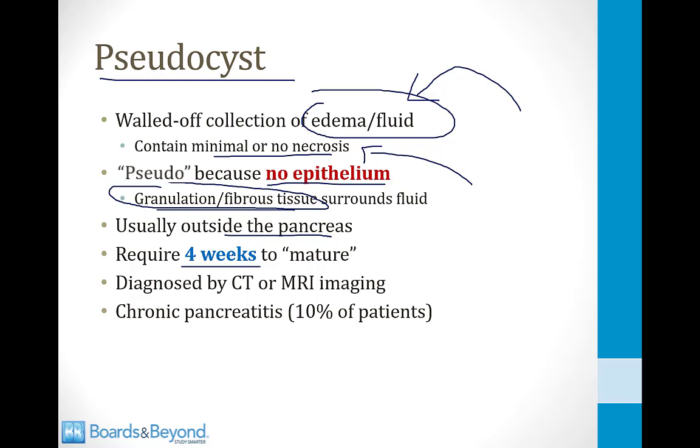They're usually diagnosed by imaging, usually CAT scan or MRI, and they are often asymptomatic, so it's simply the routine imaging that picks up the presence of a pseudocyst. And although they often occur in patients with acute pancreatitis, they can also occur in patients with chronic pancreatitis. About 10% of patients with chronic pancreatitis develop a pancreatic pseudocyst.